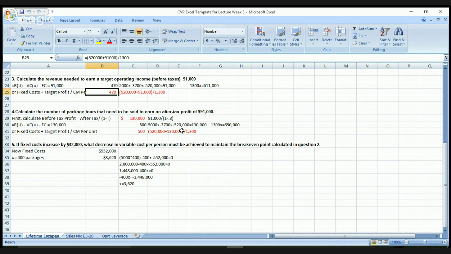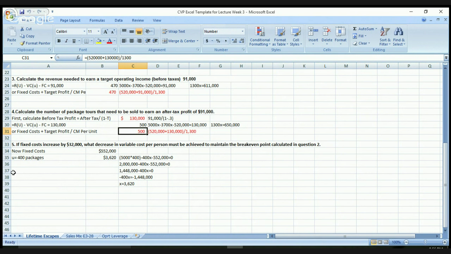So again, I plug it into the formula, and after I add like terms, I get 1,300x equals 650,000. Divide each side by 1,300, and I get 500 units. So that means for after-tax purposes, if I want to have a profit of 91,000, I have to sell 500 units. Again, a quick shortcut that you can use is take the fixed cost plus the targeted profit and divide all that by the contribution margin per unit. So I take the 520 plus the 130, add those together, I get 650, divide by 1,300, and I get 500 units.